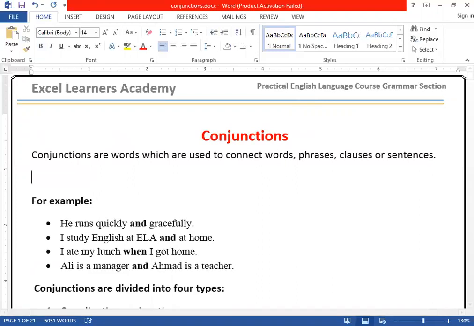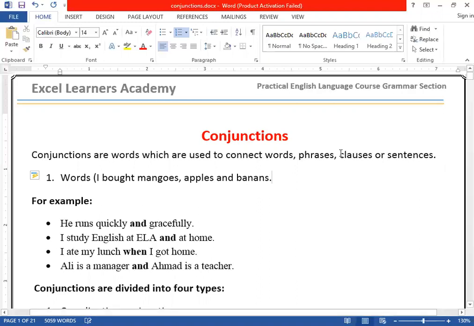Number one, you can connect words. We can connect 2, 3, 4, 5 words. How can we connect words? Let me give you an example. I bought mangoes. Look, mango is one word. If I want to connect more words, then I can put a comma. I bought mangoes, apples, and bananas.